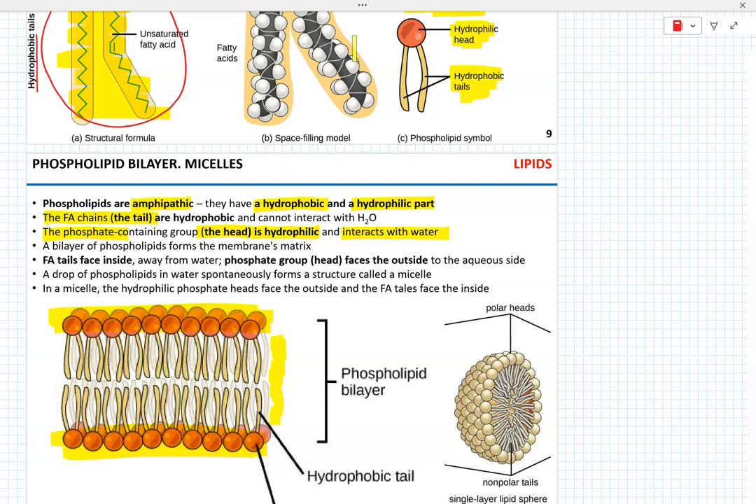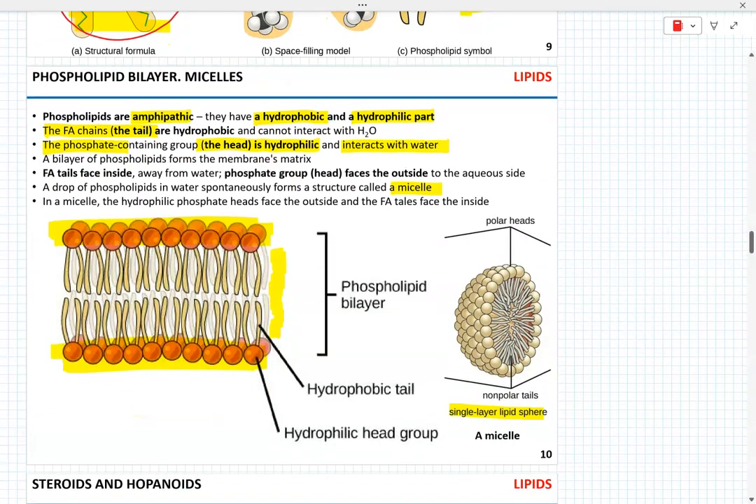If you take phospholipids and drop them in a water solution, they will spontaneously form a structure called the micelle. You can see that in the micelle, the tails, composed of hydrophobic fatty acids, face the inside of the micelle. The heads, on the other hand, the polar heads, face the outer environment, which is, as you remember, water.